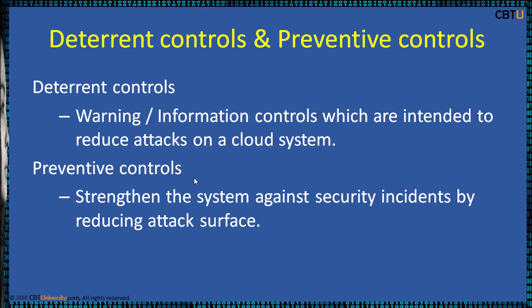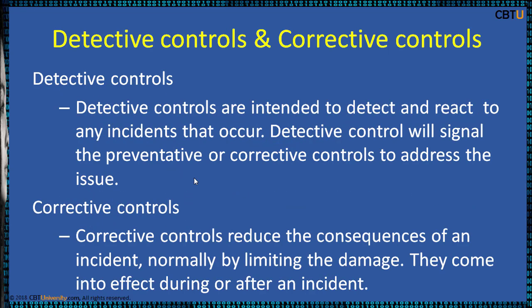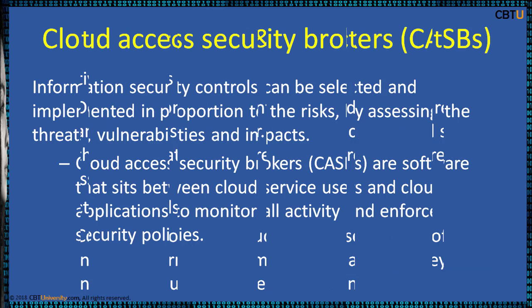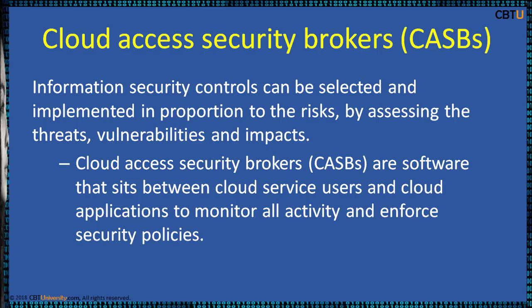Deterrent controls are warning information controls which are intended to reduce attacks on a cloud system. Preventive controls strengthen the system against security incidents by reducing the attack surface. Detective controls are intended to detect and react to any incidents that occur. In the event of an attack, a detective control will signal preventive or corrective controls to address the issue. Corrective controls reduce the consequences of an incident, normally by limiting the damage. They come into effect during or after an incident.